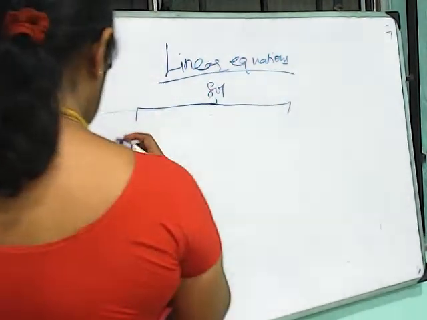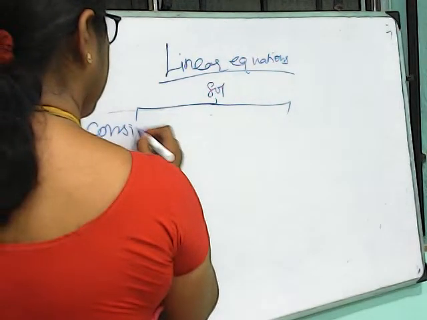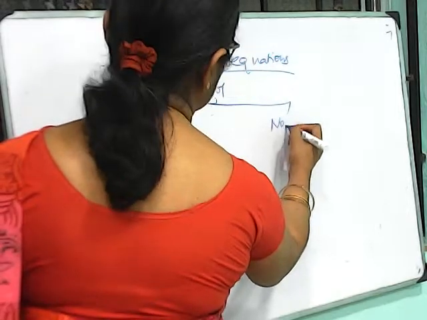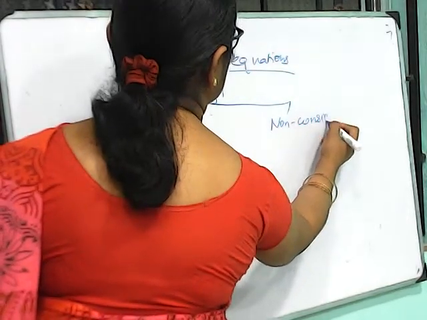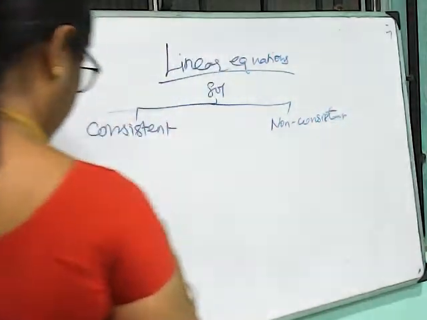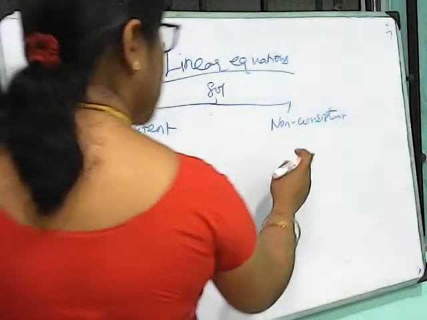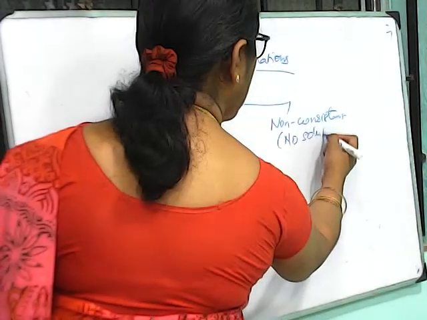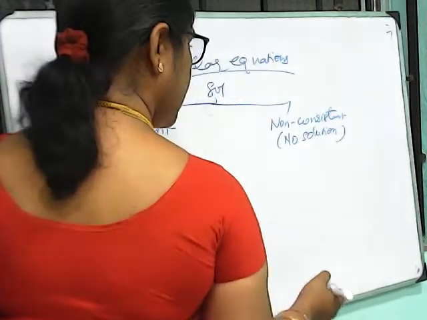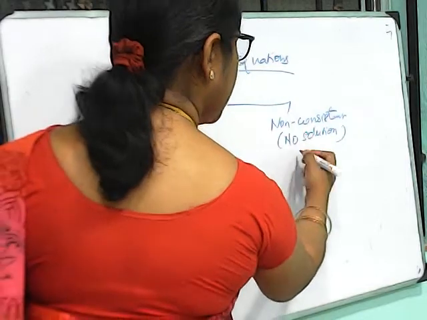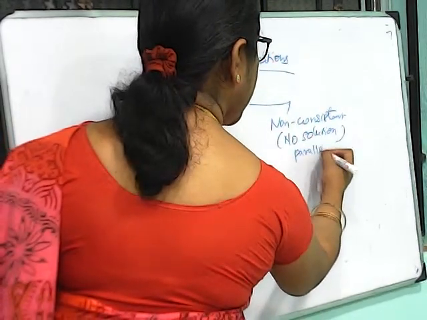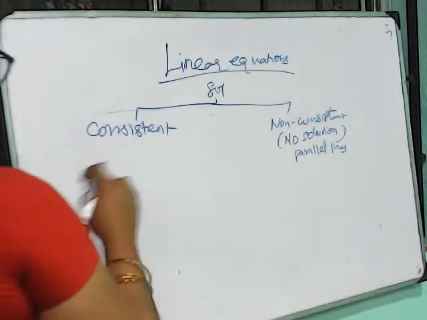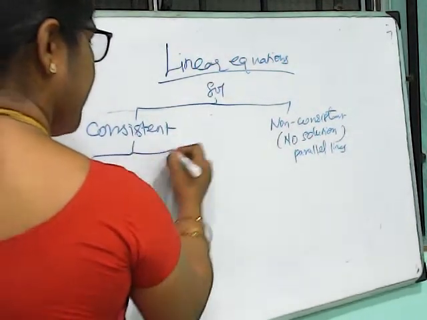into two parts. That is, one is consistent, the next is inconsistent or non-consistent. Okay, so this non-consistent means it doesn't have any solution, so it is no solution. If there is no solution, then the lines are parallel lines. Yes. Now, for consistent, you have again two different types of values.